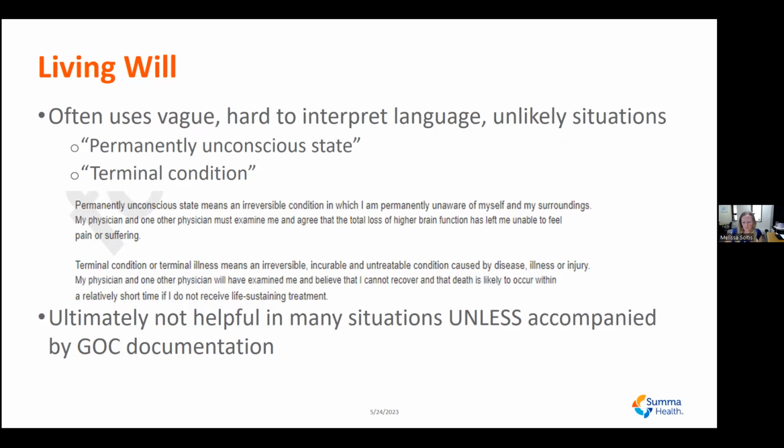So you will find very few physicians who are willing to say the living will is enacted here because of the language. So ultimately not helpful unless it's accompanied by a goals of care documentation otherwise.